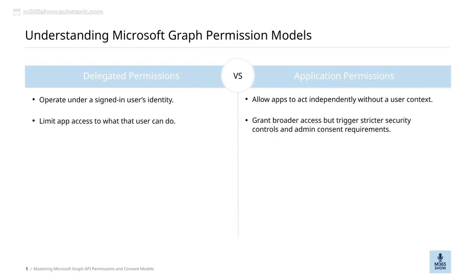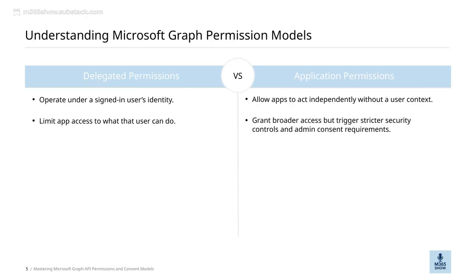Now, let's take a closer look at the different permission models in Microsoft Graph. First, we have application permissions, which allow apps to act independently without a user context. Essentially, these permissions give the app broader access across the tenant, but they also come with stricter security controls and require admin consent before they can be used. This means that when an app uses application permissions, it operates with its own identity, not tied to any individual user.